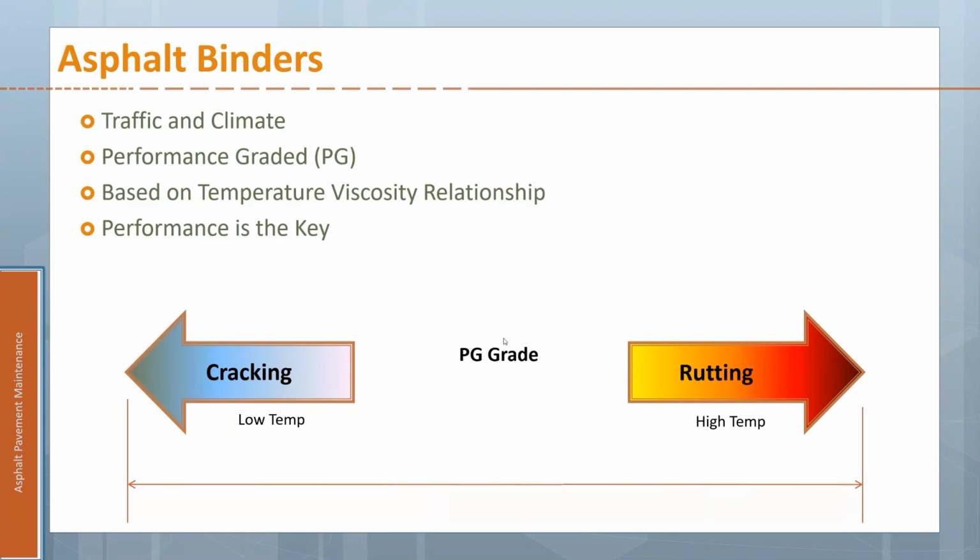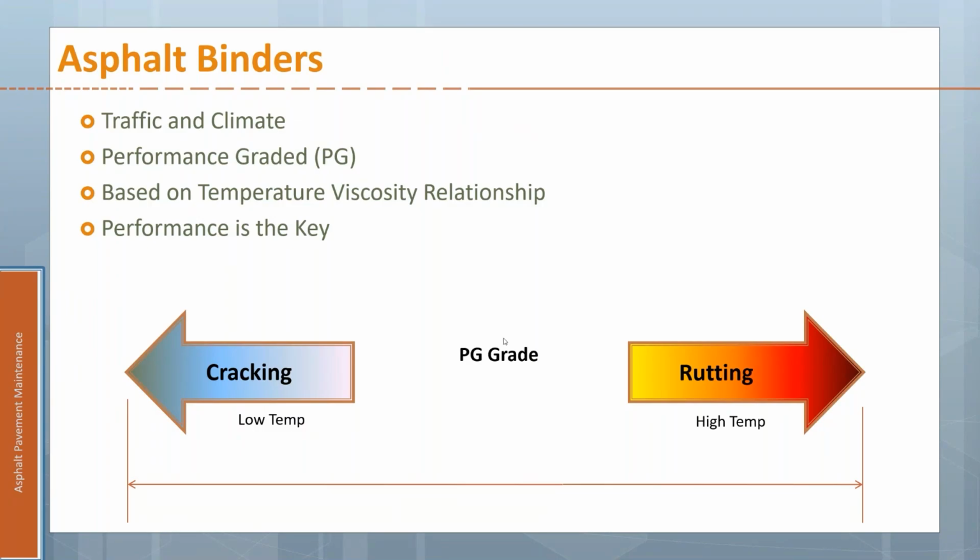Current mixes typically, in most of the country anyway, are using performance graded binders, which means that we've assigned some qualities of that oil to how well it performs under certain conditions, specifically temperature. So from a low temperature to a high temperature, if it is graded for that temperature range, we expect it to behave well and do what we want it to do in that range. That will vary by climate depending on where we are in the country. And then we can also make some adjustments to that for traffic expectations.